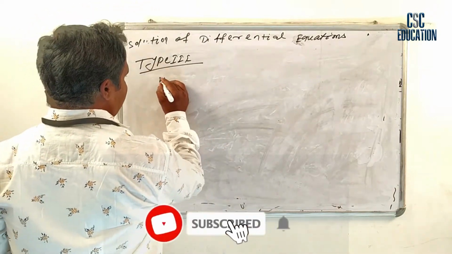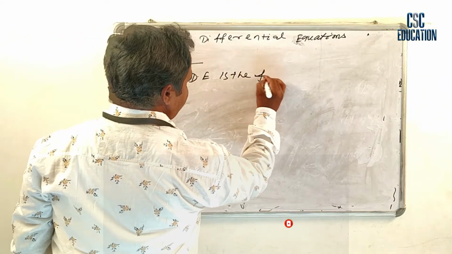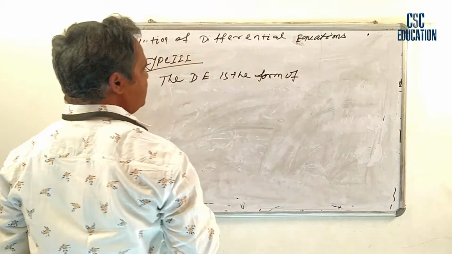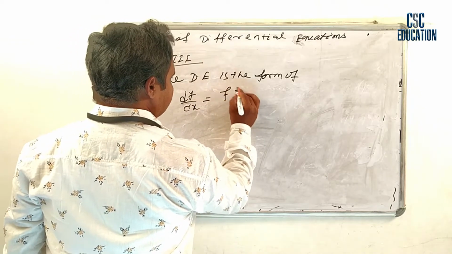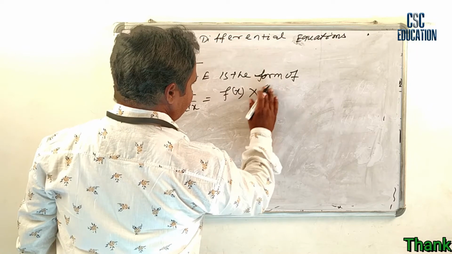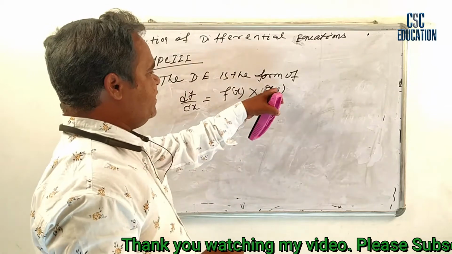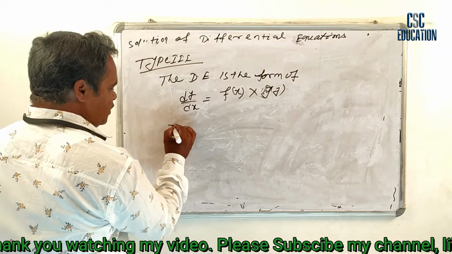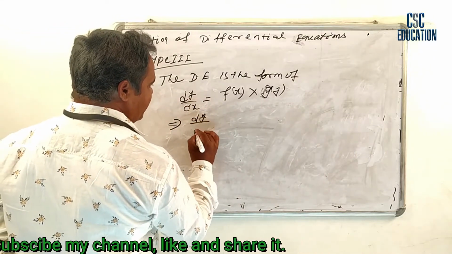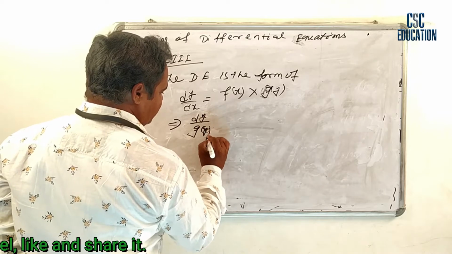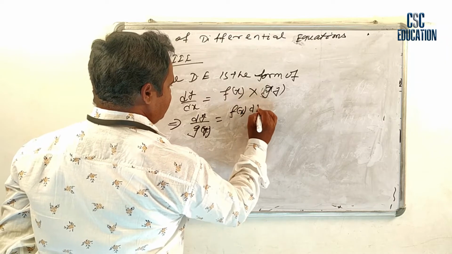In this type, the differential equation is of the form dy by dx equals f of x multiplied by g of y, or f of x divided by g of y. So, separating the variables first, we get dy by g of y equals the integration of f of x dx.